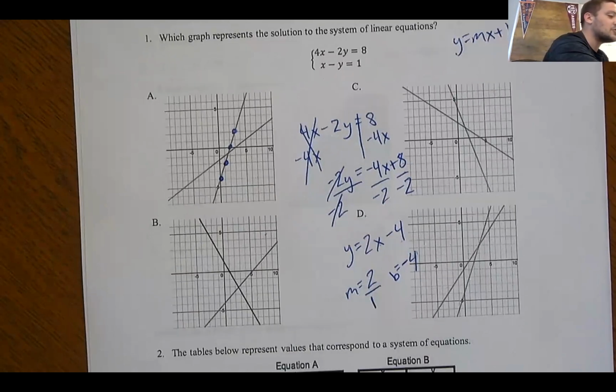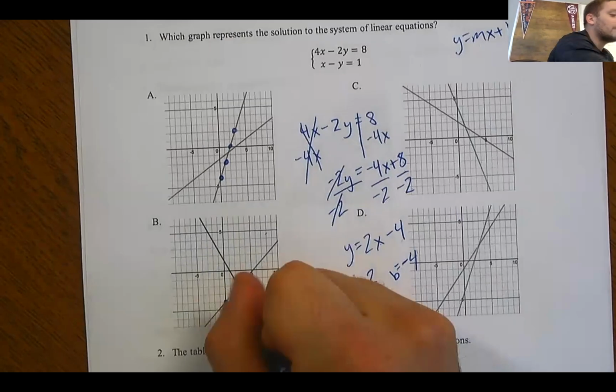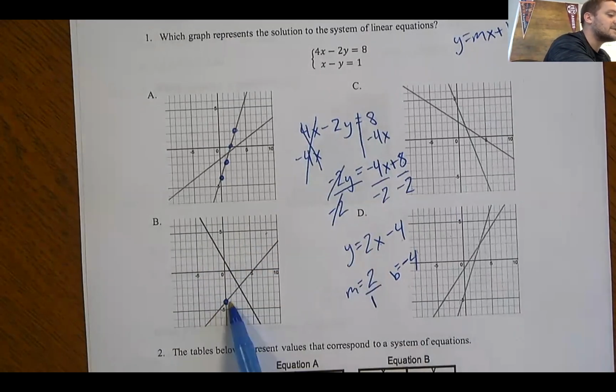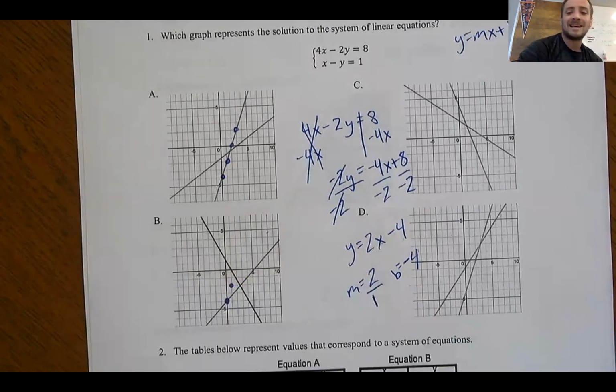What about answer choice B? So answer choice B, if I try to graph my line with a y-intercept at negative 4 and a slope of up 2 over 1, that does not fit any of those lines.